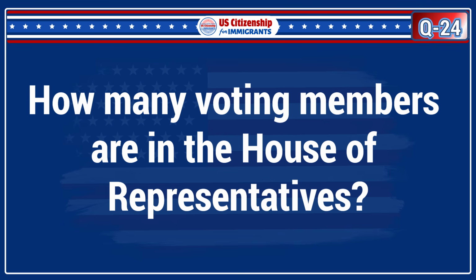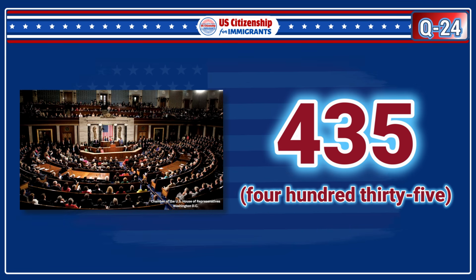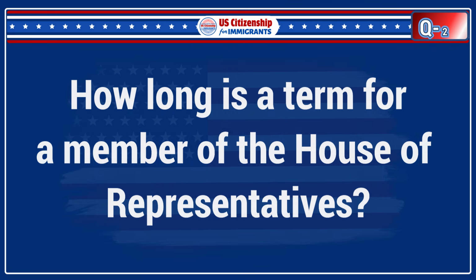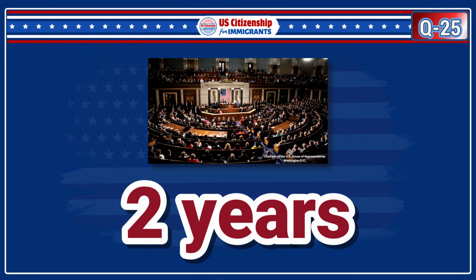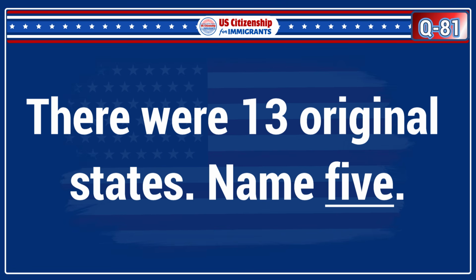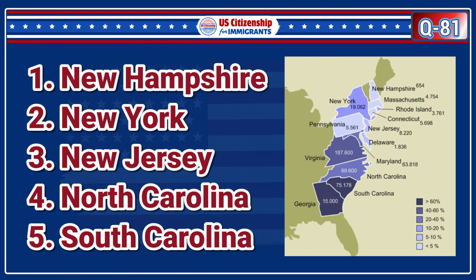24. How many voting members are in the House of Representatives? 435. 25. How long is a term for a member of the House of Representatives? 2 years. 81. There were 13 original states. Name 5. New Hampshire, New York, New Jersey, North Carolina, South Carolina.